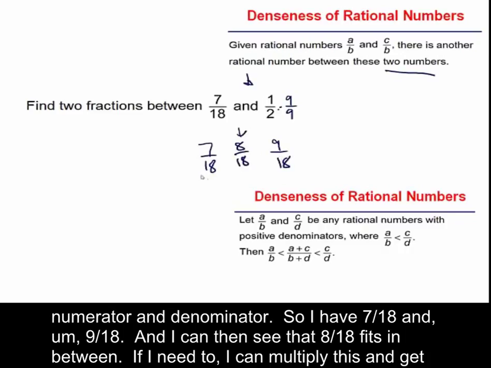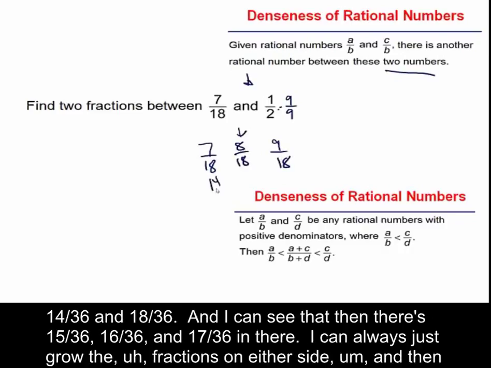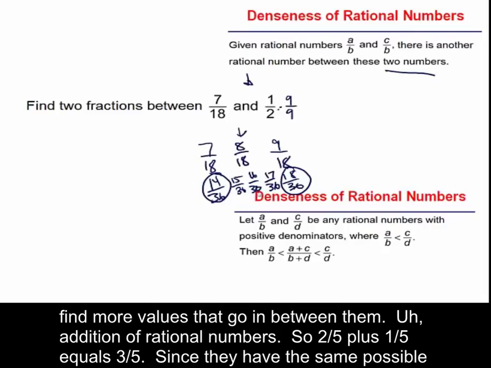If I need to, I can multiply this and get 14/36 and 18/36, and I can see that then there's 15/36, 16/36, and 17/36 in there. I can always just grow the fractions on either side and then find more values that go in between them.